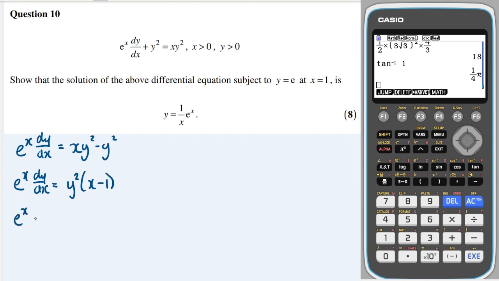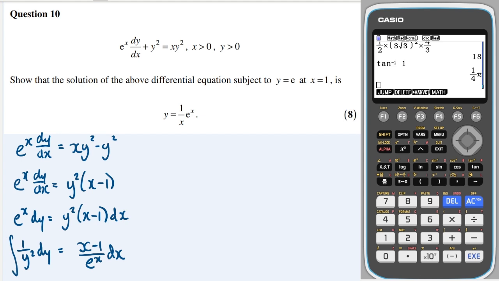I can then multiply both sides by dx, and that tells me I want to keep all of the x terms on the right and all the y terms on the left. So this will give me 1 over y squared dy when I divide through by y squared, and I'll also divide through by e to the x, so I'm going to get x minus 1 over e to the x dx. And then now that the variables are separated, I can integrate both sides. So I'm going to just rewrite them in a better form for integrating. And this will be x minus 1 e to the minus x.